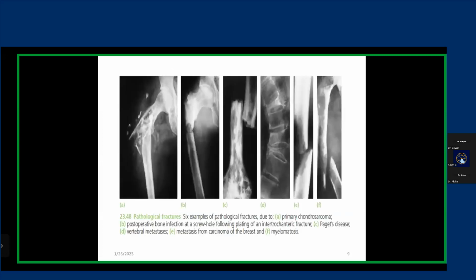Here are some images just to put into your head what a pathologic fracture would look like. Here you can see the fracture itself, but if you look closely, you can see that the bone itself is not healthy. There's an already underlying lesion, which is not a product of the trauma. So it's important to have a keen eye and identify pathologic fractures as early as possible.